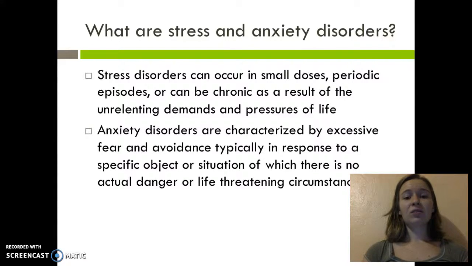The last is chronic stress. So this is a result of unrelenting demands and pressures of life, and it happens day to day, month to month, year to year. It's not a phase, it's your life and it consumes you.